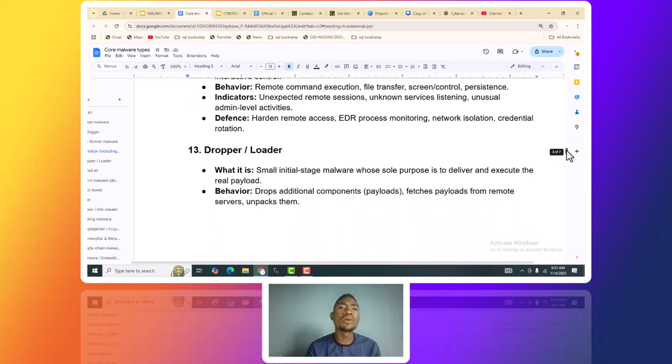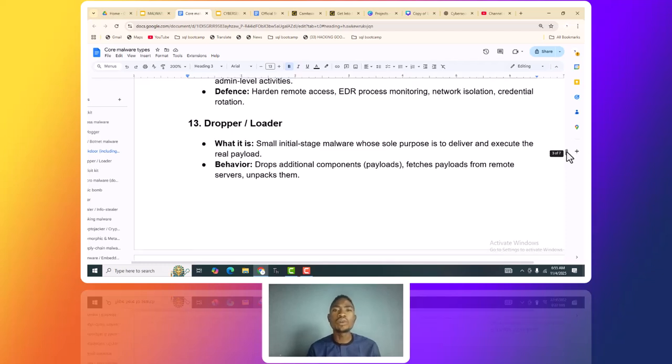Another one is called a dropper or loader. A dropper is a small initial stage of malware whose sole purpose is to deliver or execute the real payload. In itself, it is not the payload, but it delivers the payload, and it can hide itself. For example, in biology, with malaria, the mosquito itself is not the malaria parasite, but it carries the plasmodium parasite that causes malaria. So the female mosquito in itself is the loader.